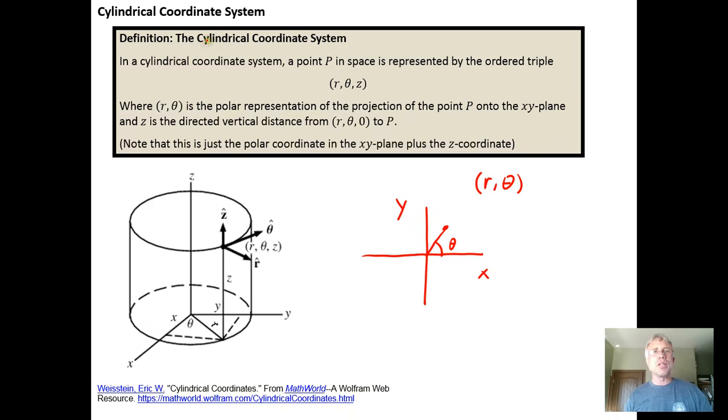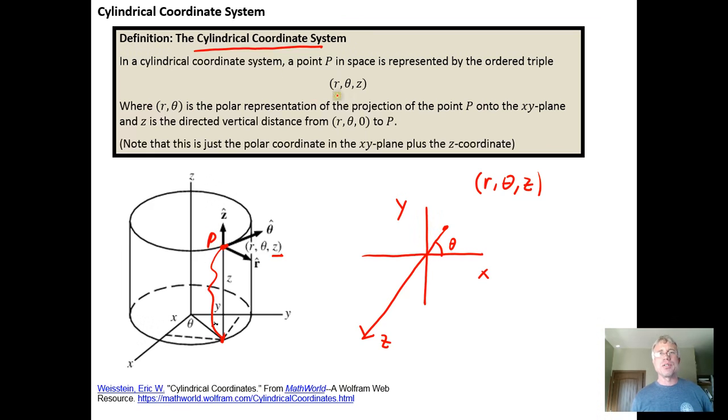And really with the cylindrical coordinate system, all we're doing is pulling out a z-axis and adding a third coordinate, z. And we just let z represent itself. So nothing fancy about z. Z is just going to be the directed distance from the point in the xy plane up to the point P that you're trying to represent.